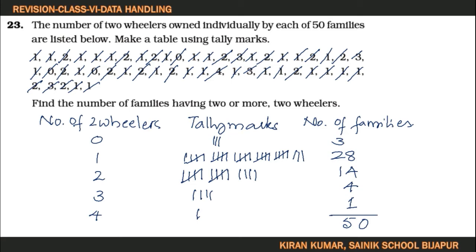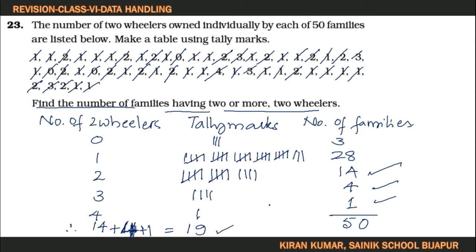There is a sub question in this question. Find the number of families having 2 or more than 2 two-wheelers. Therefore 4 plus 1, these are the number of families having 2 or more number of two-wheelers. So 14 plus 4 plus 1, which is 19. So the 19 families have 2 or more two-wheelers.